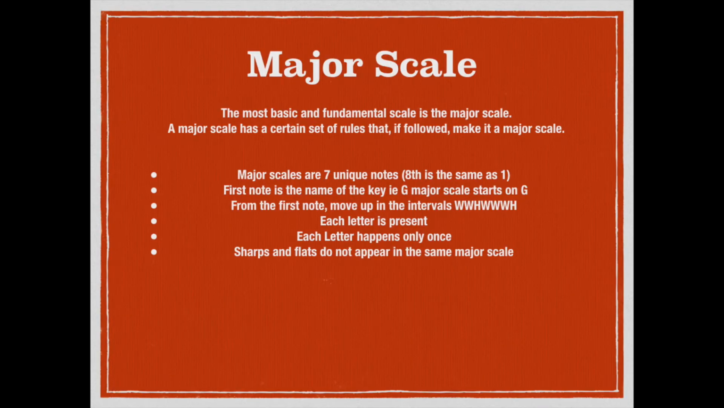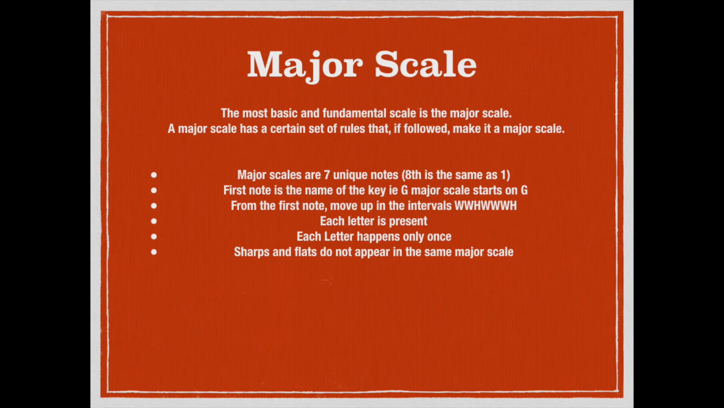A major scale is the most basic and fundamental scale in music. A major scale has a certain set of rules that, if followed, make it a major scale. Major scales have 7 unique notes. The 8th is the same as 1, so that's the octave. An octave is the same note up or down one version of that note.